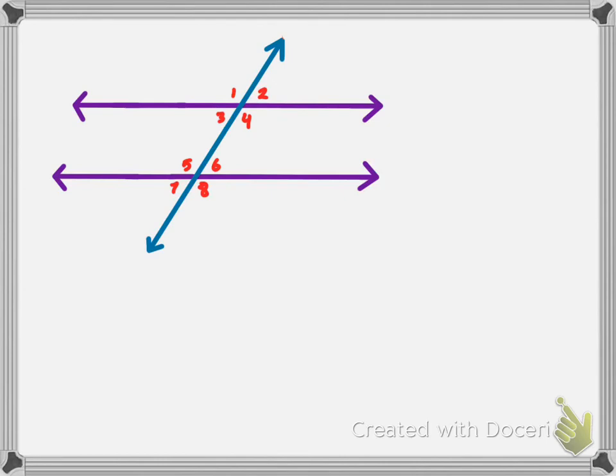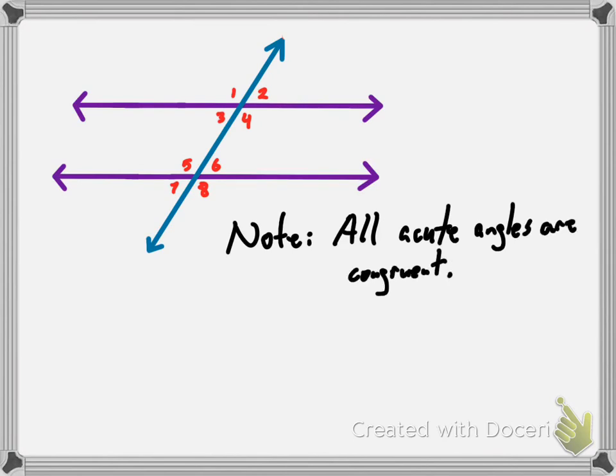But we also learned about alternate interior angles, alternate exterior angles, supplementary angles, lots of things going on, right? Let me just sum up. So just write this down. All acute angles are going to be congruent. So whenever you see parallel lines cut by a transversal, all of the acute angles are going to be congruent.